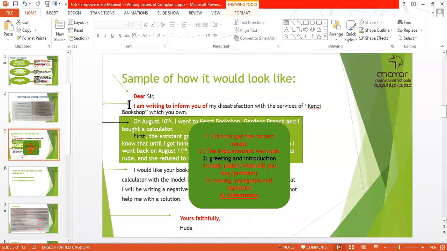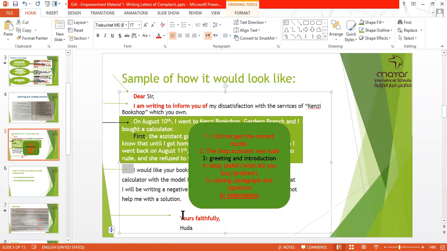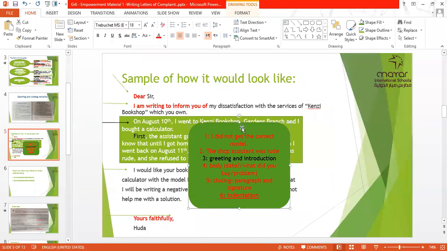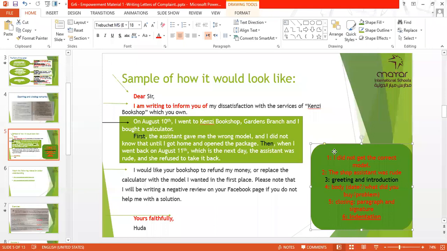I indented my first paragraph. I indented my body. Notice my body here was 2 paragraphs. It's fine. I indented my ending, and yours faithfully should be indented, or it can be towards the middle or something. Let's just indent it like this. Okay? Do you have any questions? No. Okay, raise your hand if you do. Let's finish the video and then we're going to watch the second video, okay?